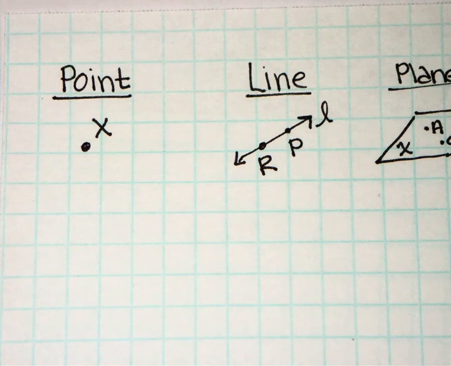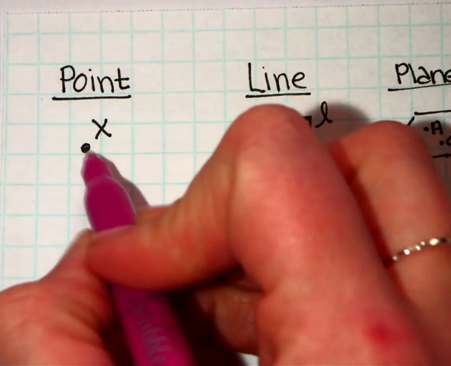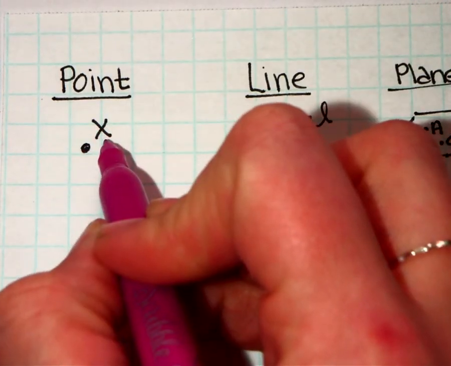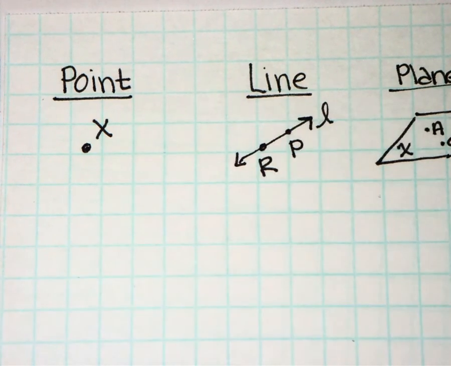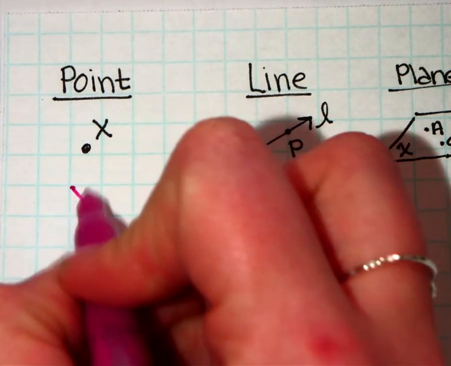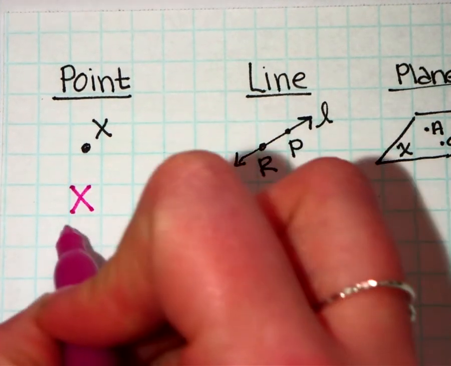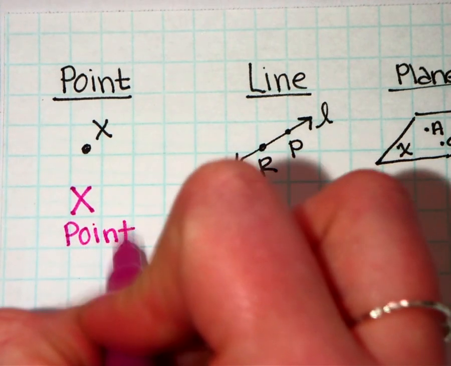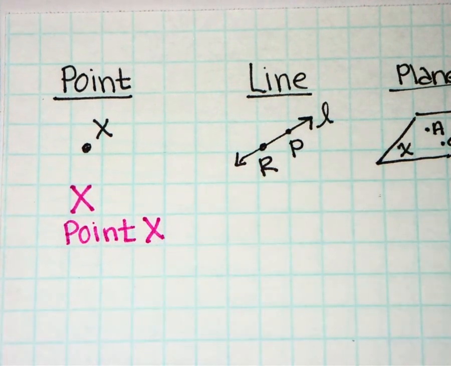Today we're going to practice naming points, lines, planes, rays, and segments. So at the beginning here we have a point. Now a point is just a location and it has an uppercase print letter. So to name a point you only need one letter. So we can refer to this as X or as point X. They both mean the same thing because we're using an uppercase print letter.